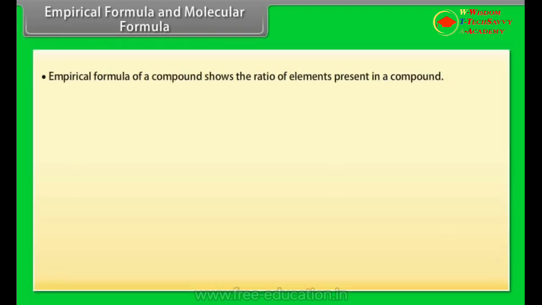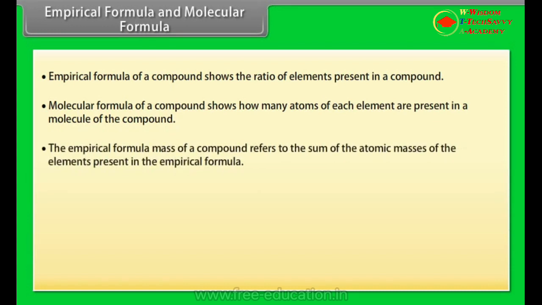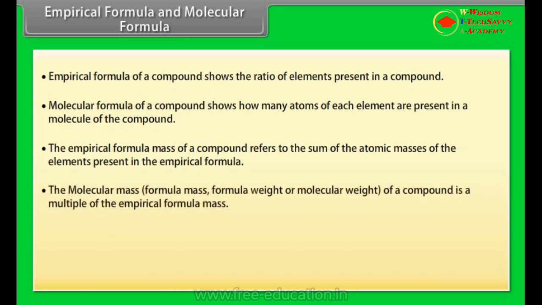Empirical formula of a compound shows the ratio of elements present in a compound. Molecular formula of a compound shows how many atoms of each element are present in a molecule of the compound. The empirical formula mass of a compound refers to the sum of the atomic masses of the elements present in the empirical formula. The molecular mass, formula weight, or molecular weight of a compound is a multiple of the empirical formula mass. Mm is equal to N into empirical formula mass.